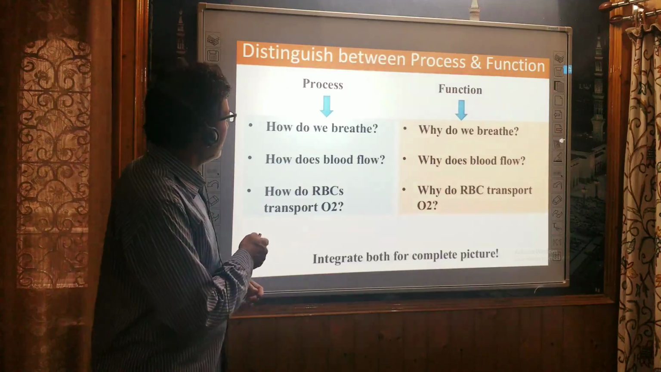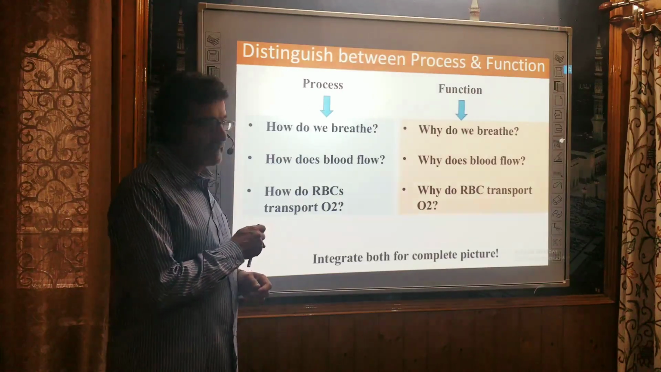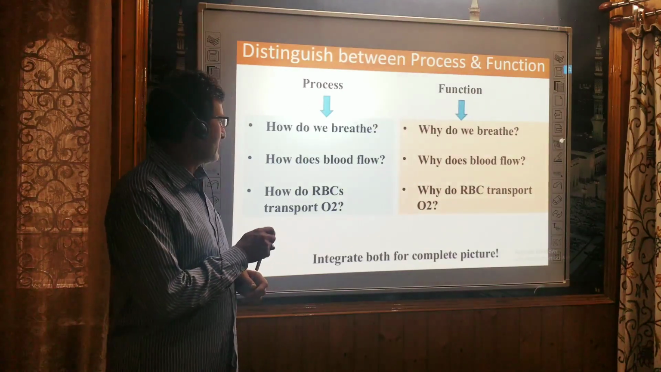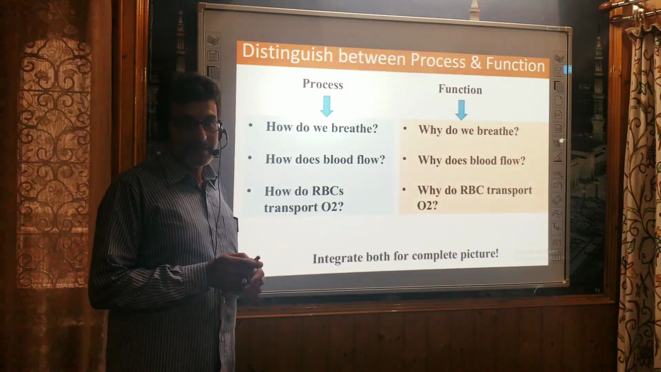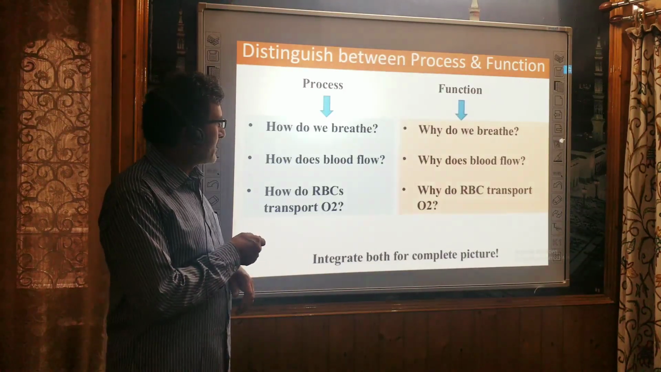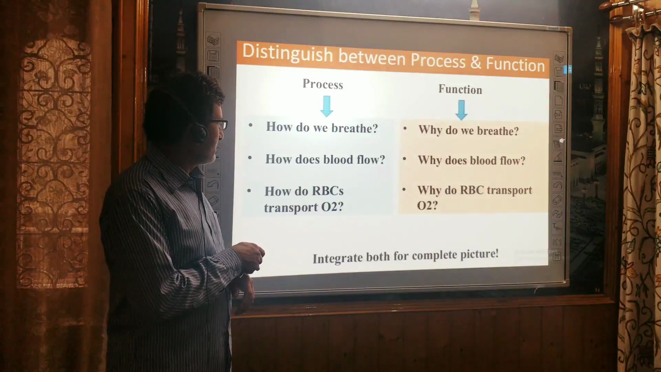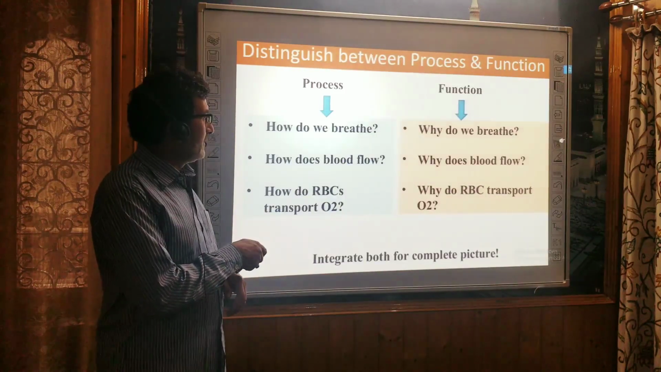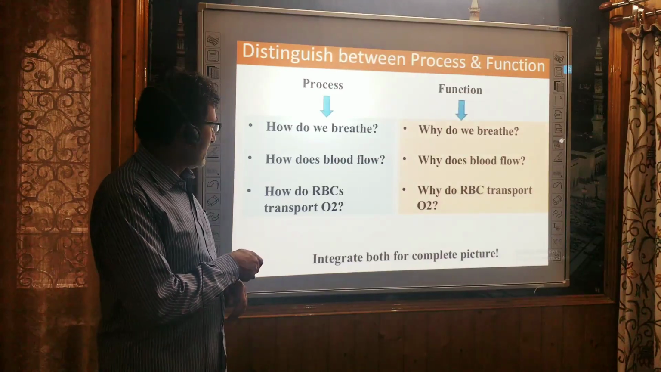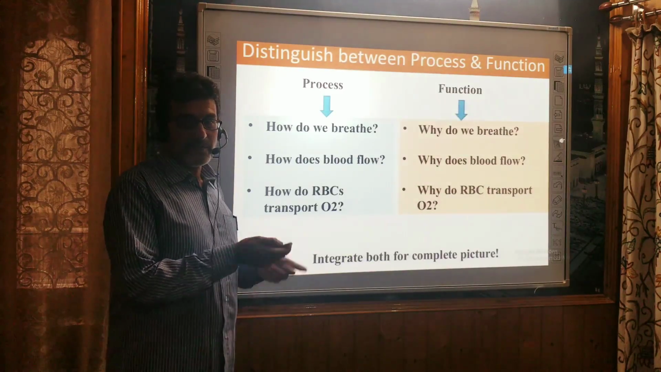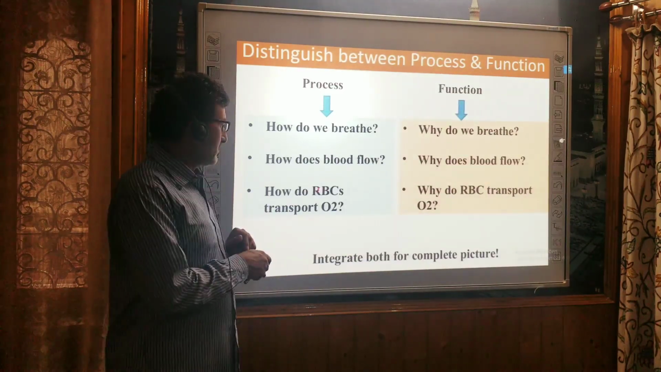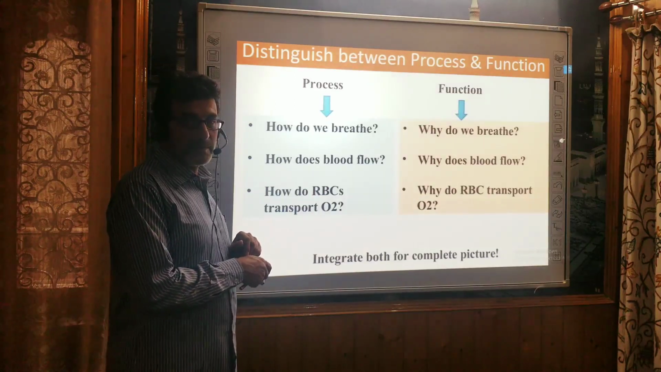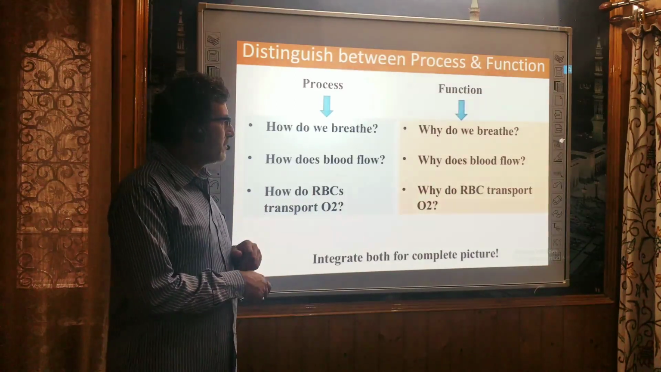For example, let us say, how do we breathe? Now you understand, I have already discussed it, that the lungs help us to exchange gas. How does blood flow? That is the heart. So the physiology of the lungs, the physiology of the heart. How do RBCs transport oxygen? When we inhale oxygen, oxygen combines with red blood cells. So it is called hemoglobin.